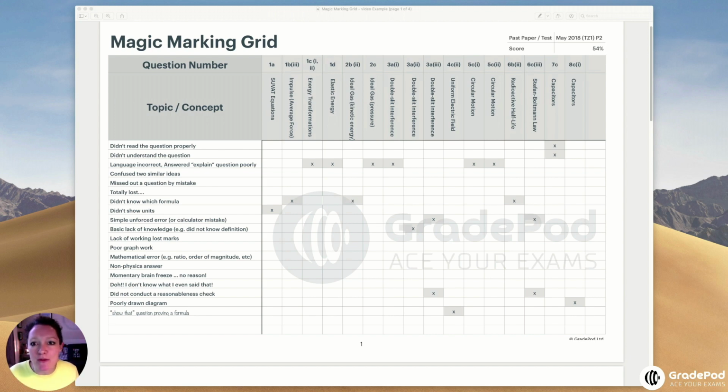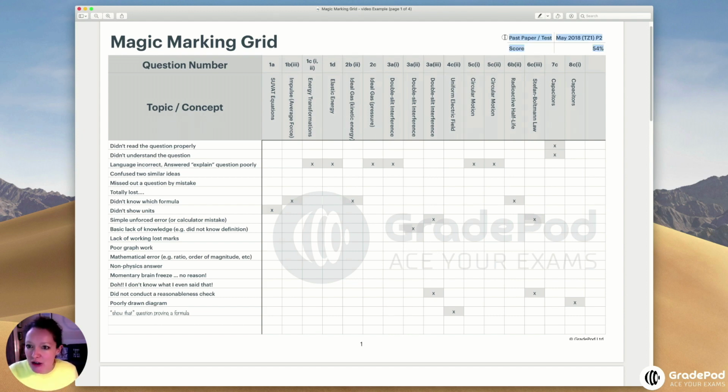So you can see at the top of this magic marking grid, we have a past paper. I've just completed a past paper using this magic marking grid. It was May 2018, time zone one, paper two. And I got 54%. Oh, that's absolute nonsense, 54% is very good. But it's not quite where I want to be. I want to get a 7 in IB physics.